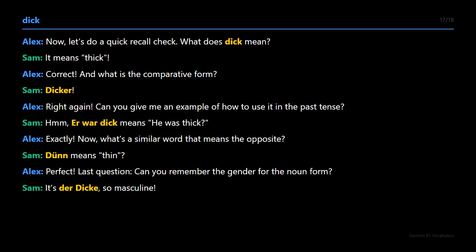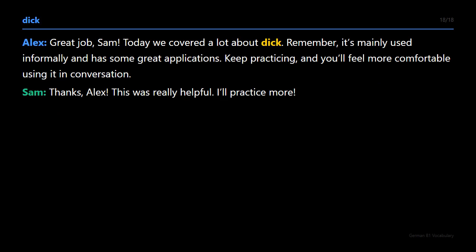Exactly. Now, what's a similar word that means the opposite? Dünn. Means thin. Perfect. Last question, can you remember the gender for the noun form? It's "der Dicke," so masculine. Great job, Sam.